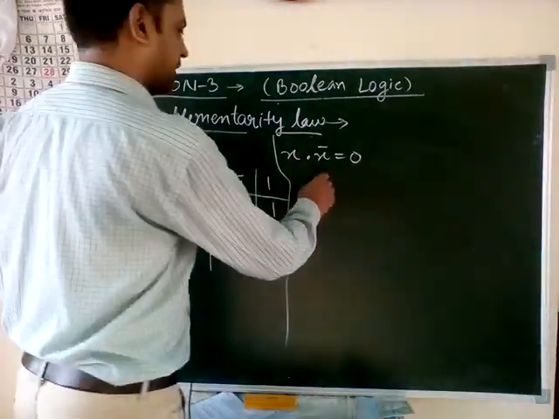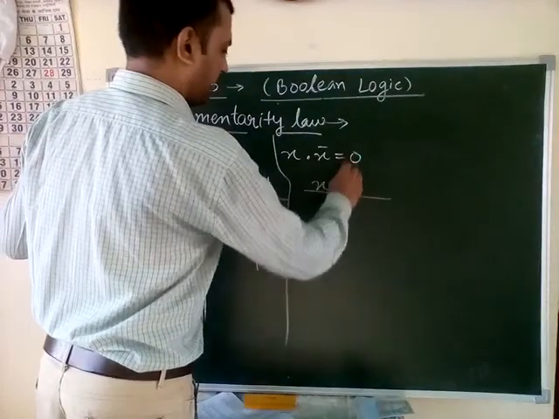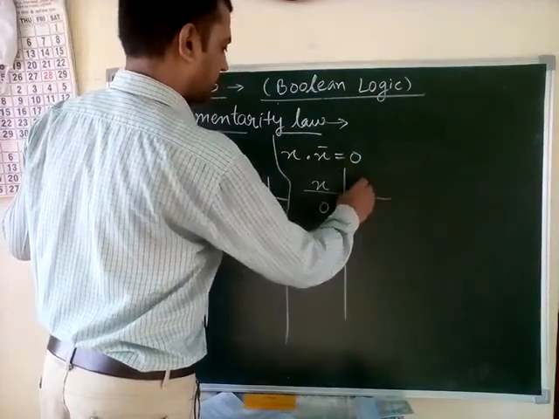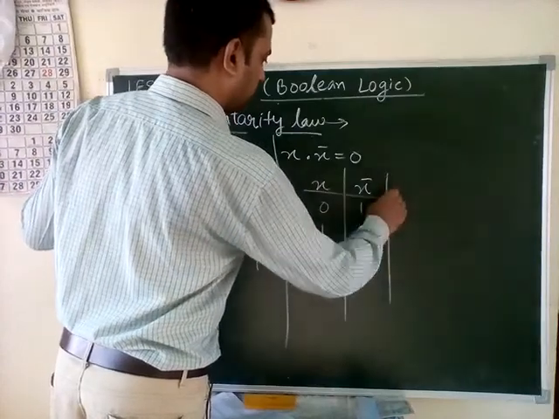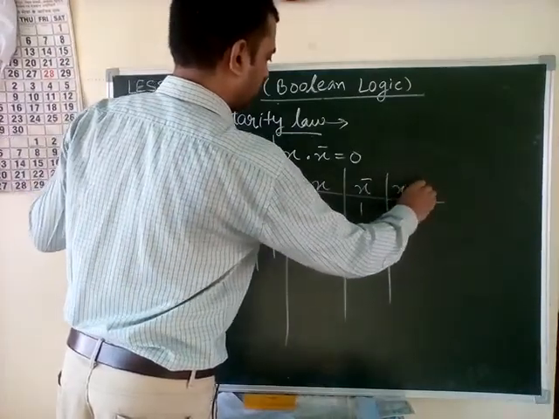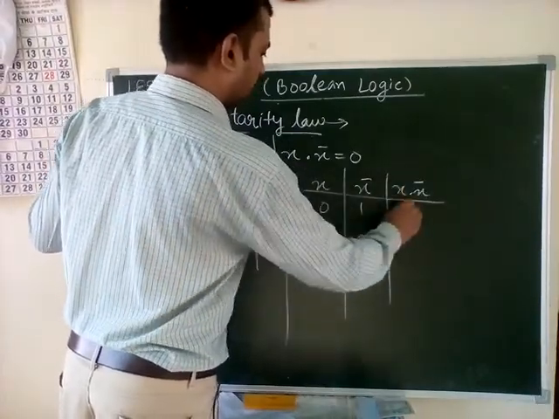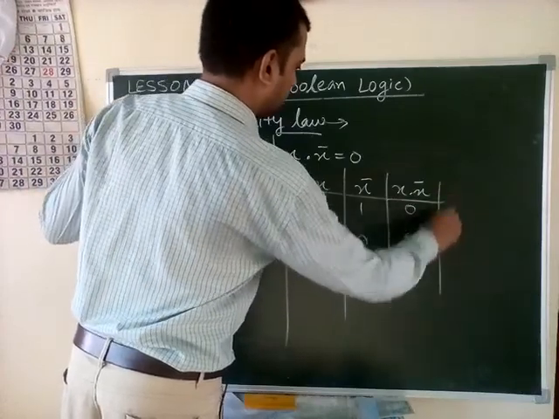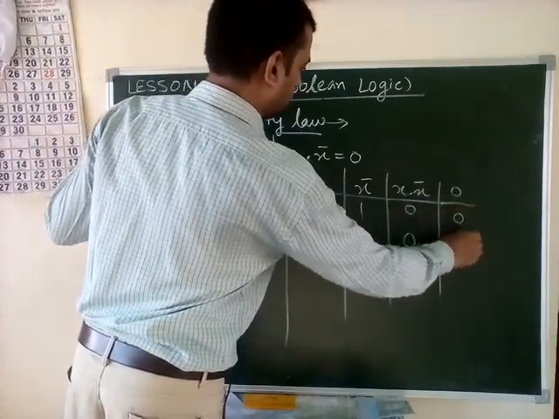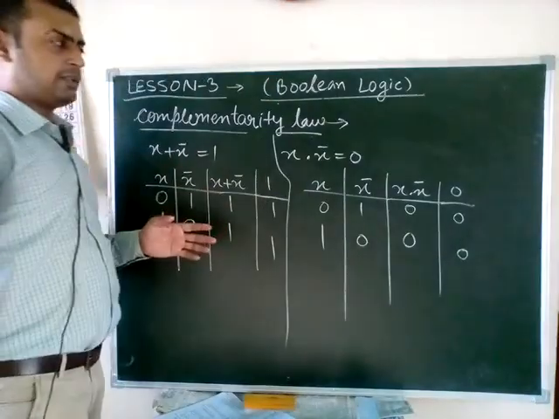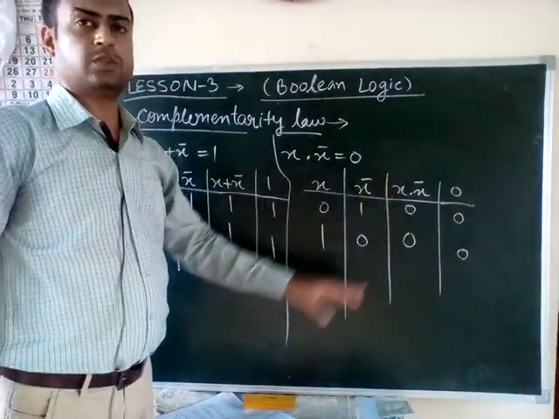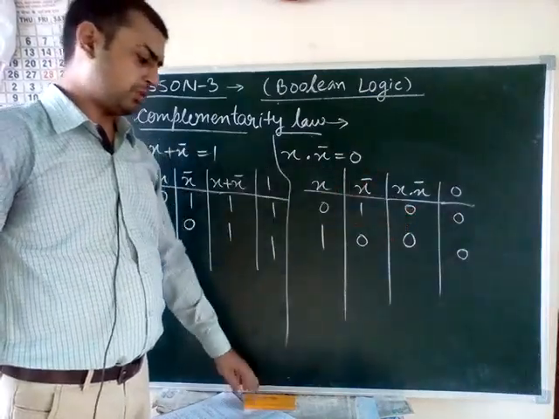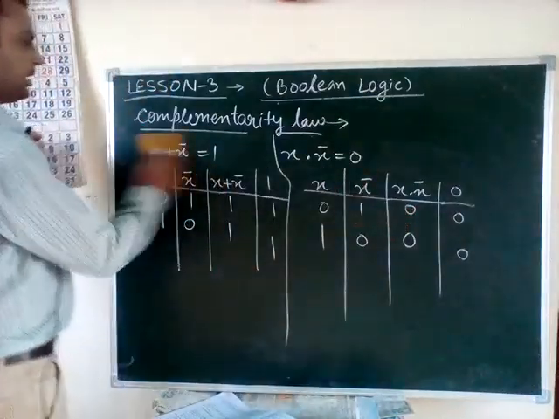Now in this case, x is 0 and 1, x bar is 1 and 0, and if you multiply x dot x bar, then 0 and 0, so you can see this is equivalent to 0 and you will get 0. So that's why we have written x dot x bar is equal to 0. You can see it, it is very clear to you.